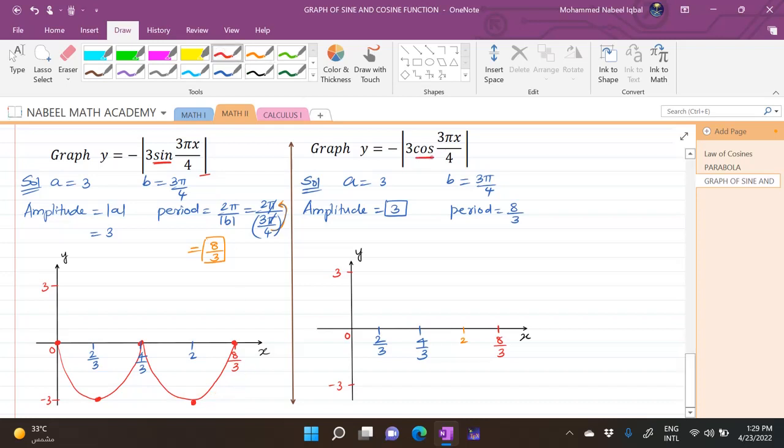Since it is a cosine function, it starts with the amplitude. Is it plus 3 or minus 3? Because the minus is outside, it is minus 3. It starts with minus 3. Then it goes to 0. If it were without the absolute value, it would go up. But due to the absolute value with the minus outside, all the curves will be down. So this is my graph.